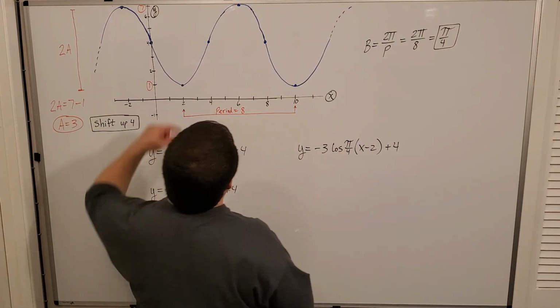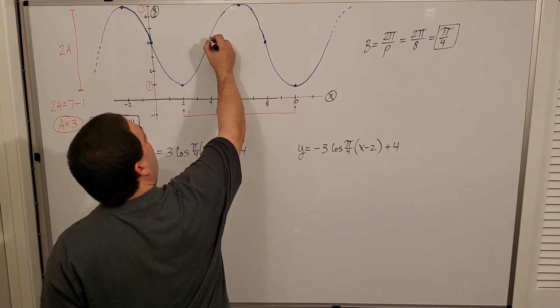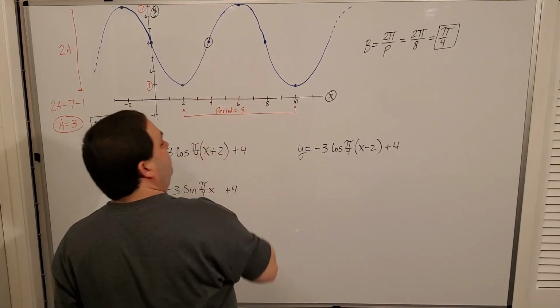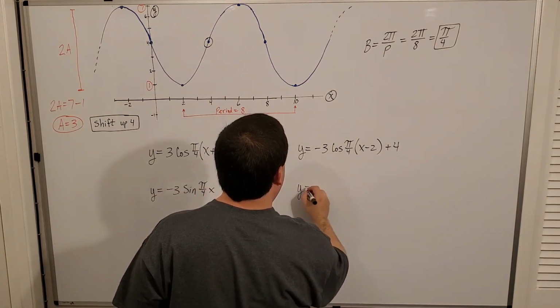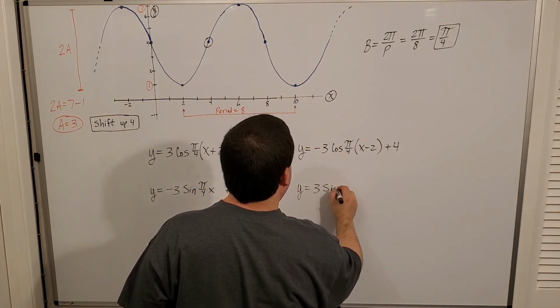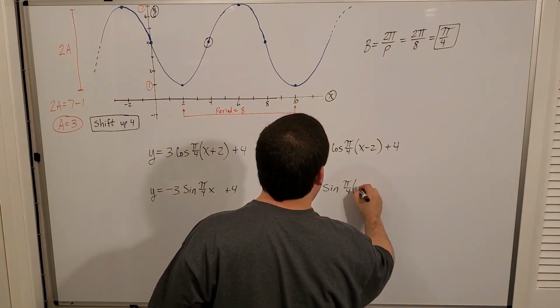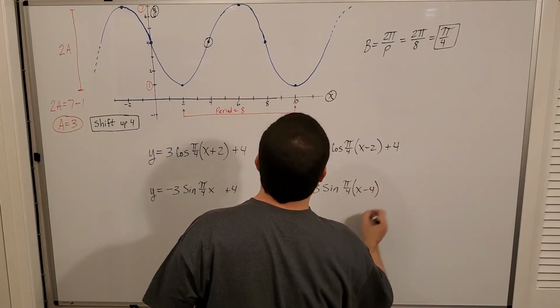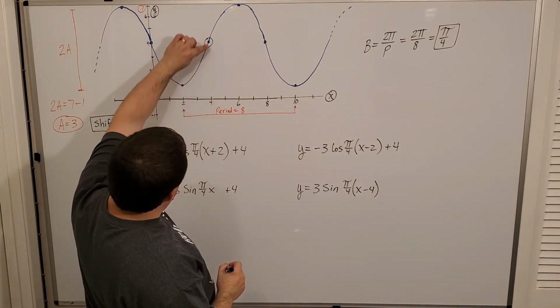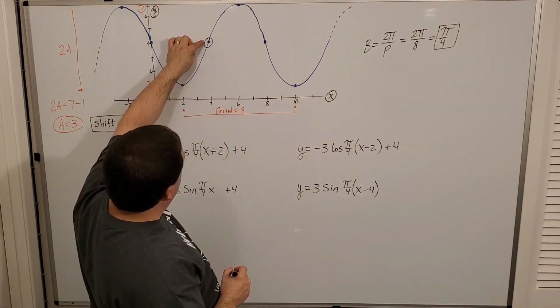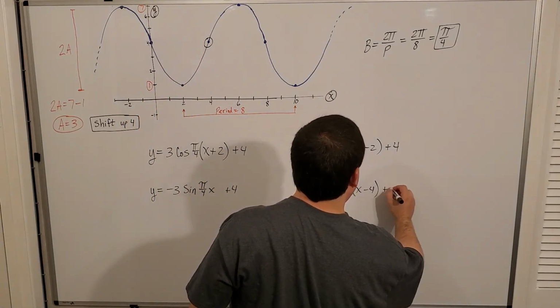Okay, let's get one more possible answer. If I start right here on this point right here, then I'll have y equals 3 sine of pi over 4 times x minus 4, right? Because that's where the thing was shifted if this is my starting point, plus 4.